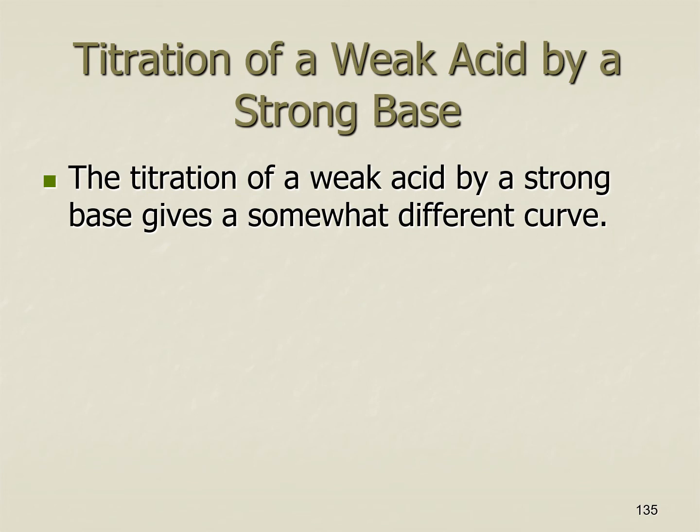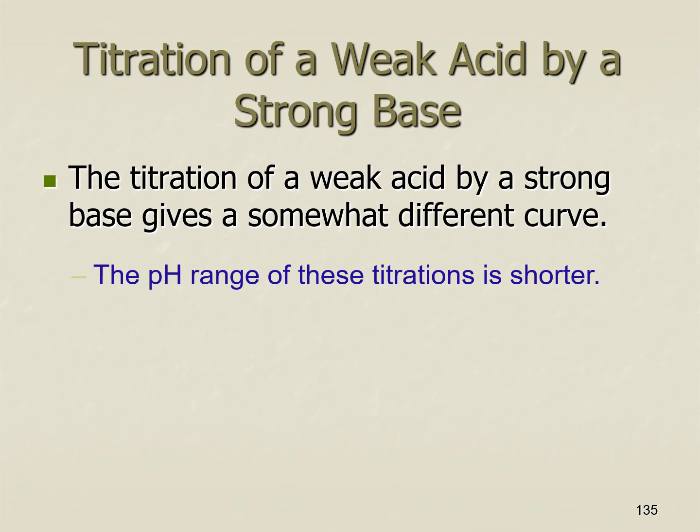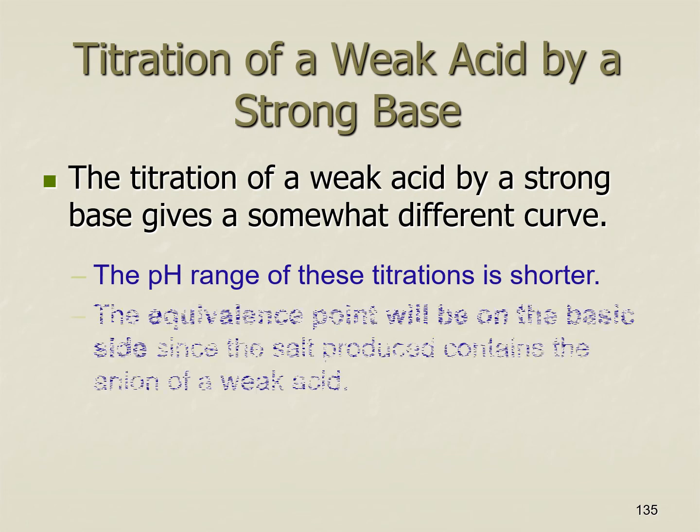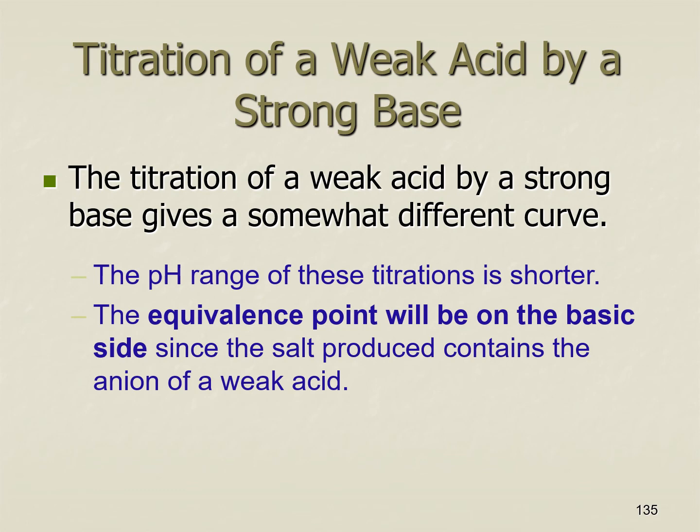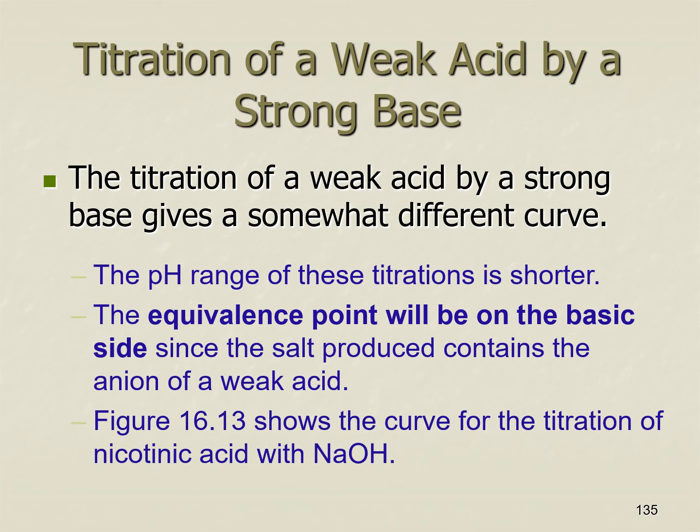All right, now what if we titrate a weak acid with a strong base? It's going to look a little bit different. First of all, the pH range is a little bit shorter. And then because the salt of a weak acid is somewhat hydrolyzable, the pH at the endpoint will actually be basic. So it should be greater than 7. And so let's look at a titration curve of a weak acid, in this case nicotinic acid with NaOH.